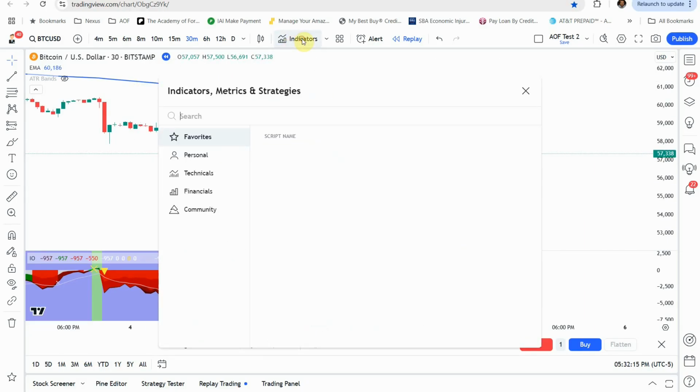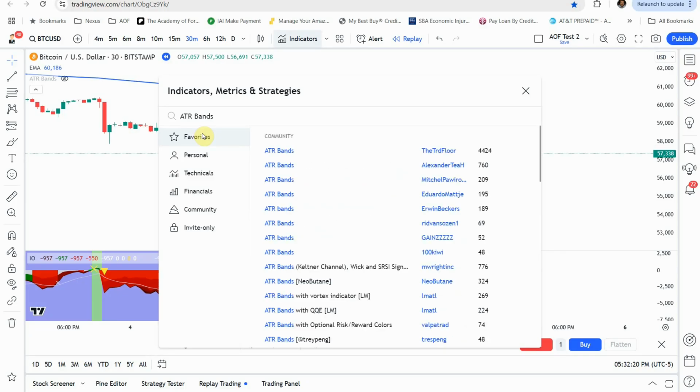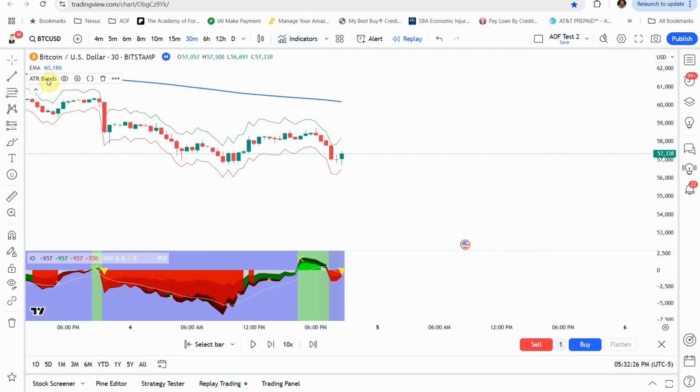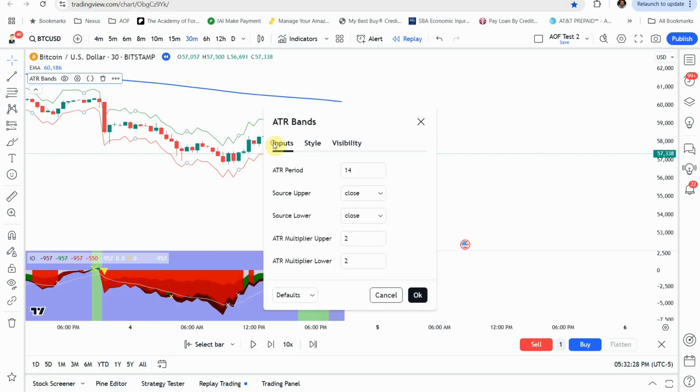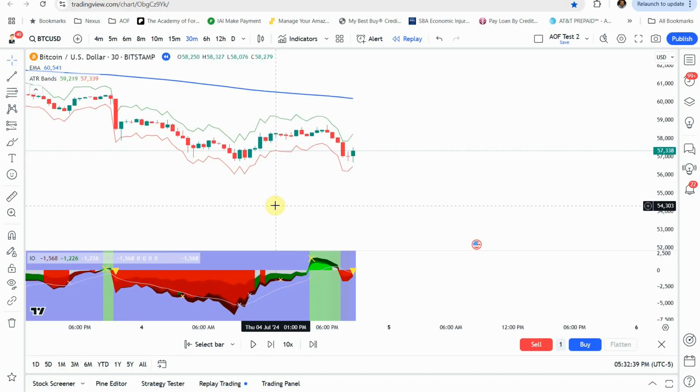The next indicator we will add to the screen is going to be the ATR bands indicator. And it's going to be this one right here, the second option. Go ahead and click on that one and add it to the screen. And again, we'll jump into the settings, and what we're going to do is change the inputs. Under the inputs, we're going to change the multiplier upper and multiplier lower, both to 2, and click OK.